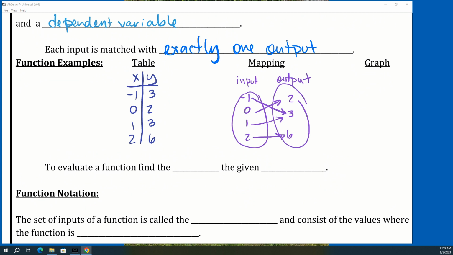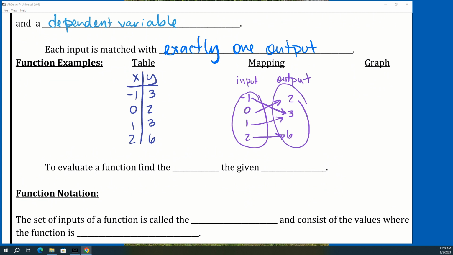So on a table, if you're trying to decide if it's a function, it's fairly obvious. You look at the x, as long as there's not a -1 twice, like a -1 paired with 3 and a -1 paired with 2, then you're fine. On a mapping, just make sure there's only one arrow coming out of each input.